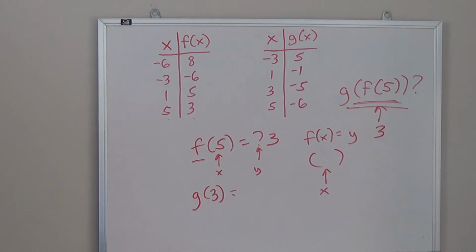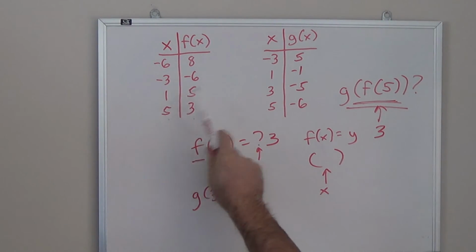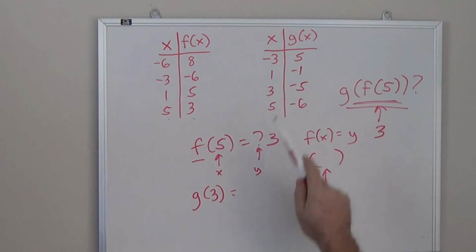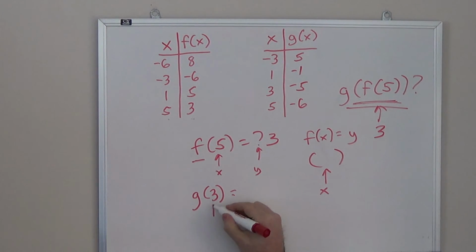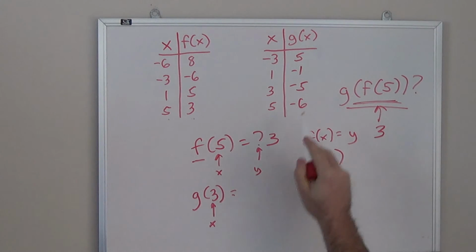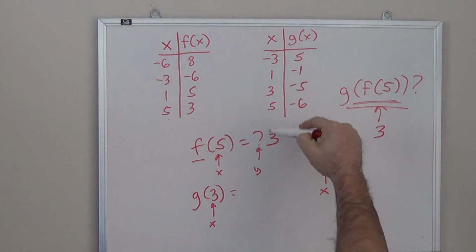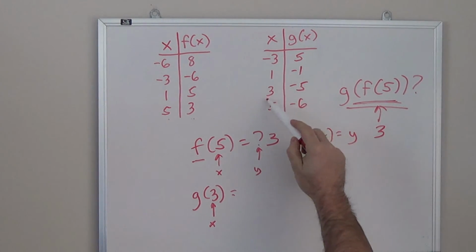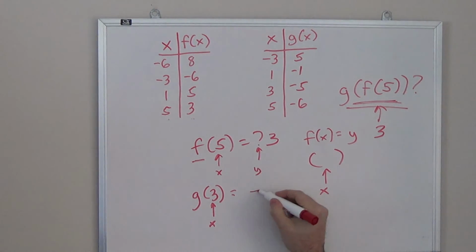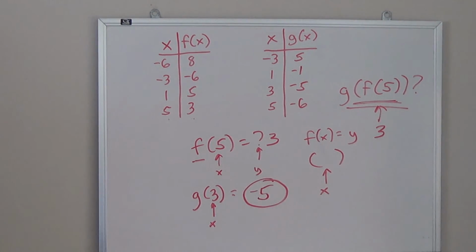Now we do the same function. Remember, the g just represents the function. So this table is for the f function, this table is for the g function, and remember, that's x. So we go to the g function table, we look down the x column, we find 3, looks like it's equal to -5.